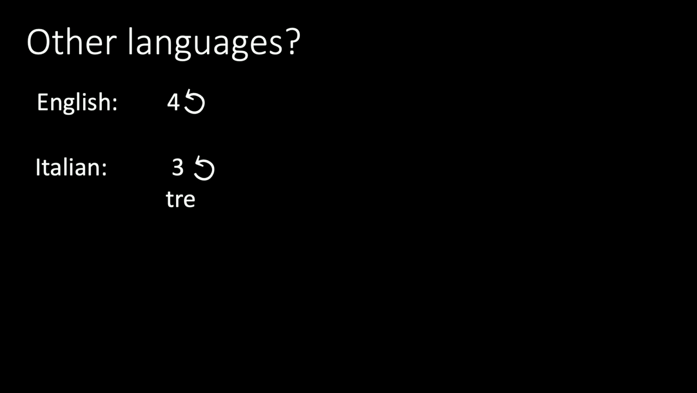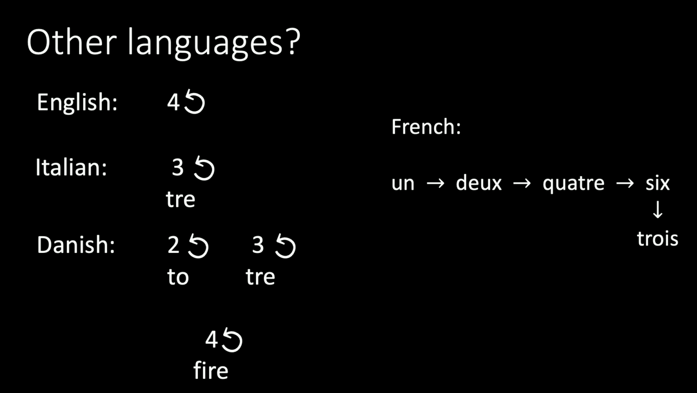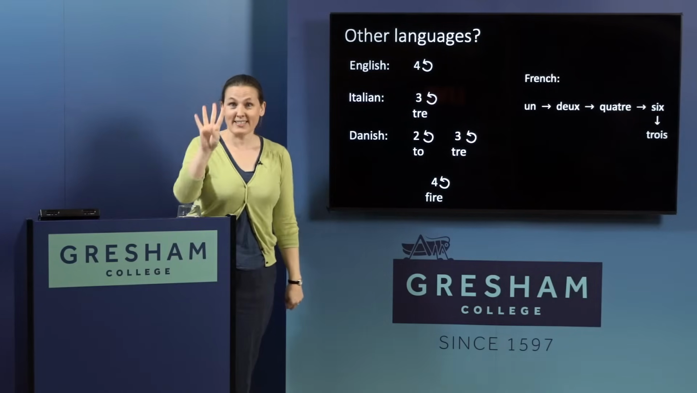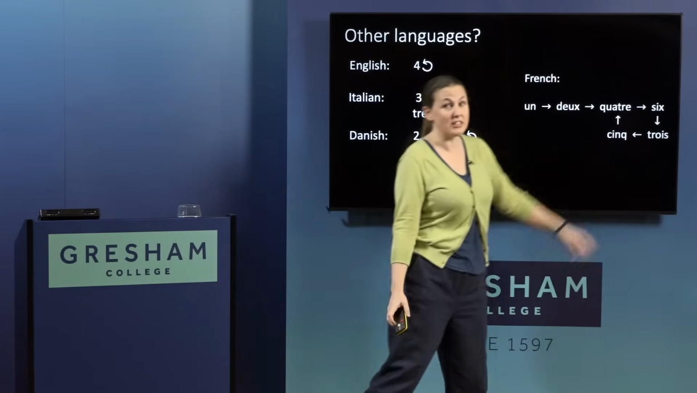In Italian, all roads lead to tre. The word for 3 has 3 letters. In Danish, there are 3 numbers like this. There are 3 fixed points. 2, 3, and 4 all have that respective number of letters. Now look at French. This is brilliant. So un has de letters, and de has quatre letters, and quatre has six letters, and six has trois letters, and trois has cinq letters, and cinq, 5, has quatre letters. We've got a cycle. It's fantastic. So in French, there aren't any fixed points, there's just a cycle.